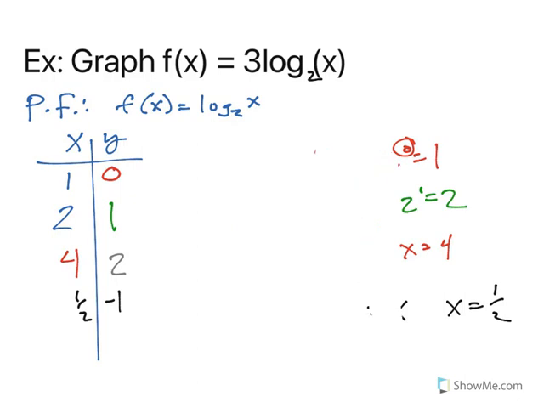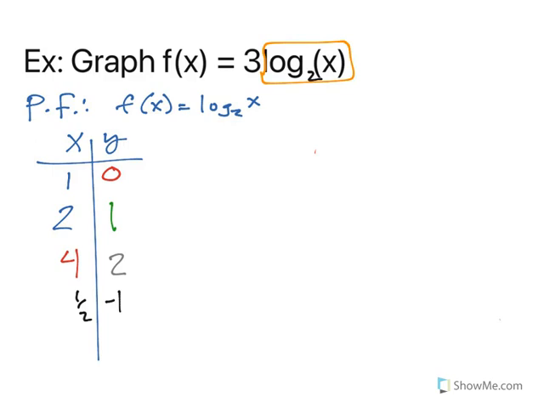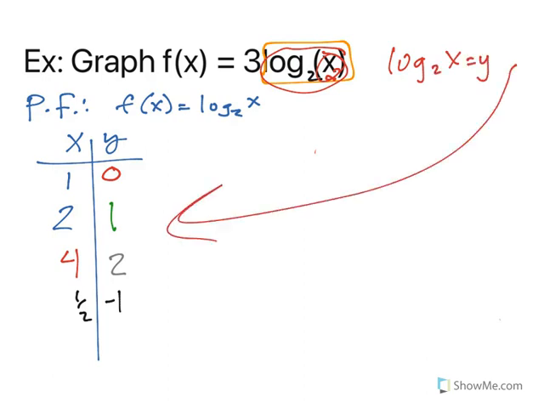Now, that's all great that we found these 4 points for the parent function, but that's just this part. So what does this 3 mean? If we plug in a value for x, that's our input, our independent variable, and then we get an answer for the log of x. So log of x base 2 is right now equal to my y value in this table. We're really taking the y value in this table and multiplying it by 3, because that's what this means. Take whatever you have when you find the log of x base 2 and multiply it by 3.